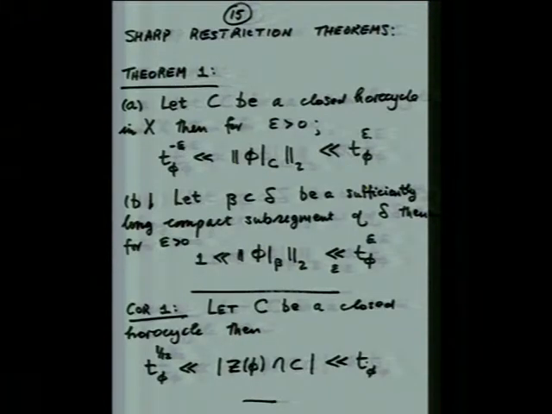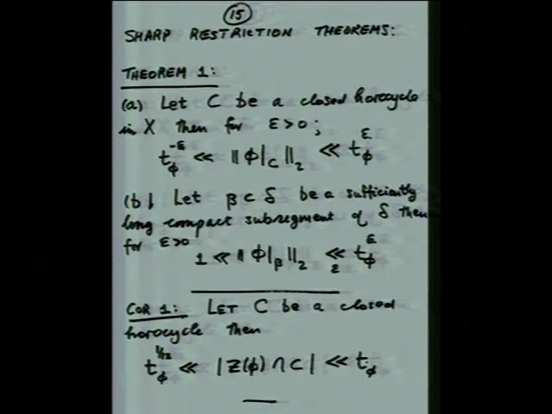So the first theorem is: take a closed horocycle inside the modular curve. This is going to be true as t_phi goes to infinity. Restrict phi to a closed horocycle. Remember, the L2 norm of phi is fixed at 1, and now restricted to a closed horocycle. Then this is one of the nice things. So this is where arithmetic is extremely powerful. I don't know how to prove anything like this without arithmetic.